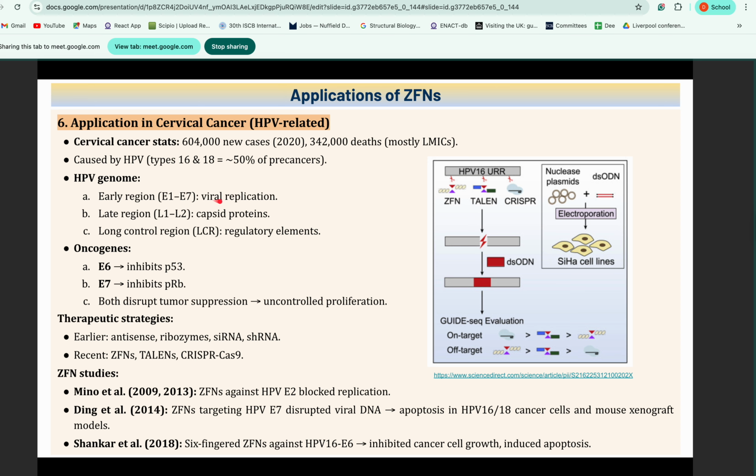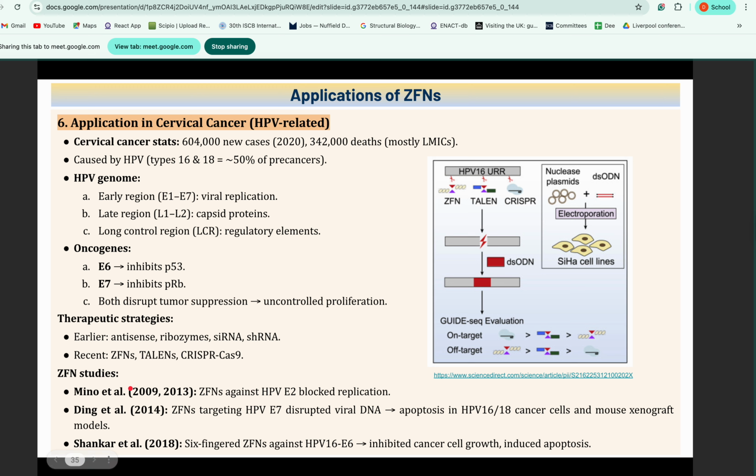So there are different ways. If we can stop the replication, then the virus will not make multiple copies. In that way also we can stop the cancer. Or we can interfere with the capsid proteins, in which case the protein coat will not be synthesized, so the nucleic acids present in this virus get degraded. In that way also we can control the cancer. Or we can interfere with this LCR region, in which regulatory elements are present which are responsible for the expression of these components. We can disturb these LCR regions so that the balance between them gets disturbed. In that case also we can stop cervical cancer by influencing the genome of HPV.